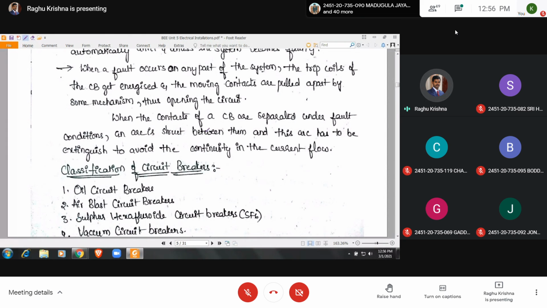When the contacts of the circuit breaker are separated under fault conditions, an arc is struck between them. You have seen arc formation in the video. This arc has to be extinguished to avoid continuity in the current flow. The current flows in the form of an arc, and that has to be extinguished.